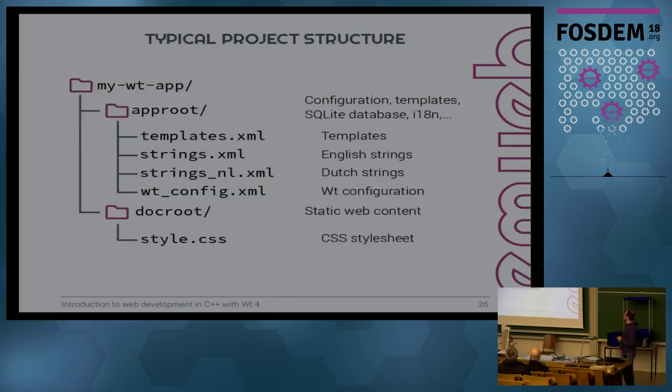So the typical project structure is a bit like this. You get your main directory where all of your stuff for your app resides, like you could put your binaries there, whatever. And then there will be an app root in there. The app root contains stuff like configuration of your application, your template files, or SQLite databases, or internationalization files. So for example, we'll have a templates.xml, which is a template, strings.xml and strings_nl.xml, which are our English and Dutch translations. And then wiki_config.xml, which is our wiki configuration. And then in the doc root, we'll put all of our static web contents, like images or style sheets. And we'll just have a simple style.css.